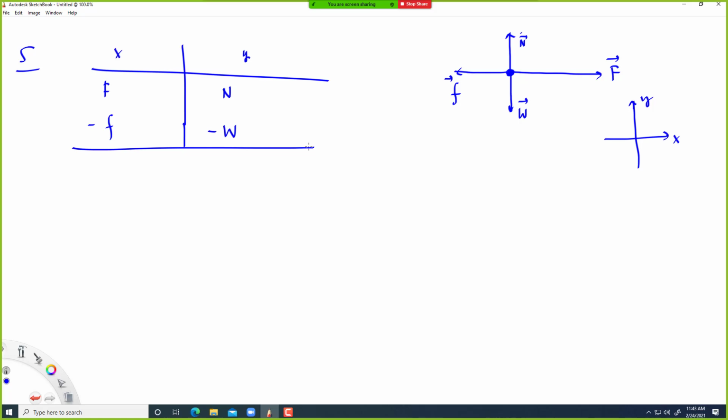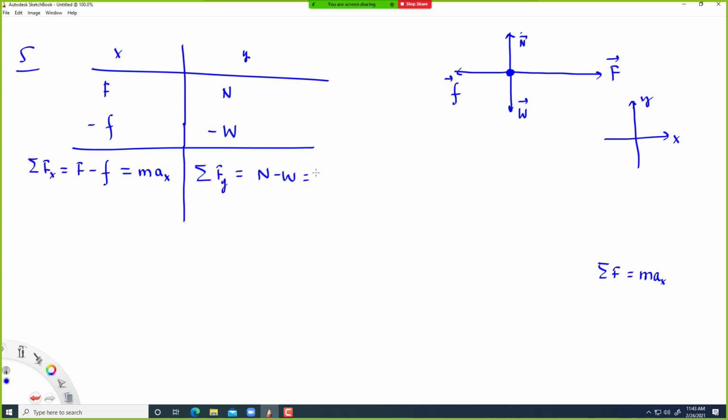So all the forces along x and y. Now, this time it's not an equilibrium problem. So that means the sum of forces is not 0. So Fx, F minus F, is not 0, but it's using Newton's second law. Sum of force is m times a, along x direction. So m times ax. Sum of forces along y direction is N minus W.